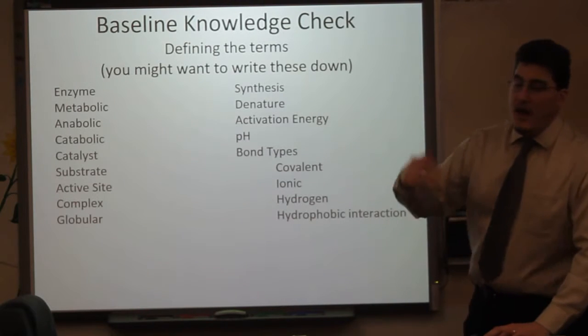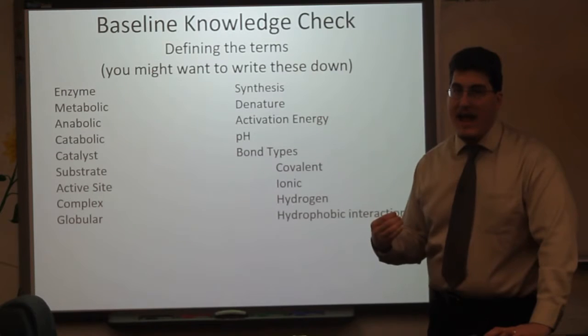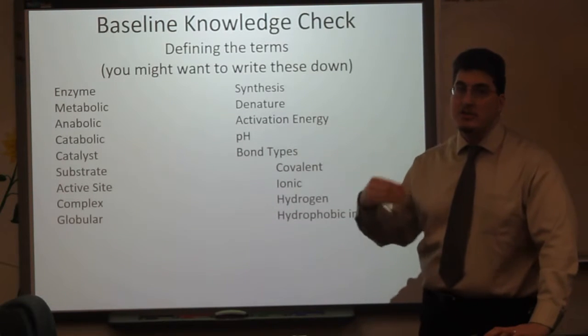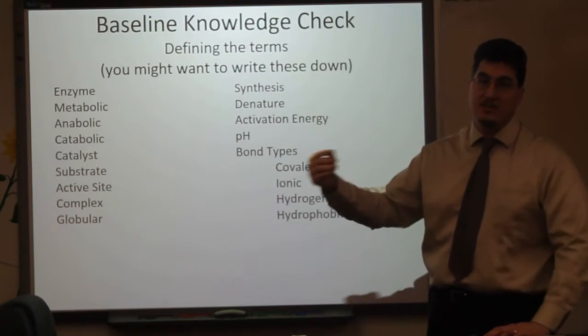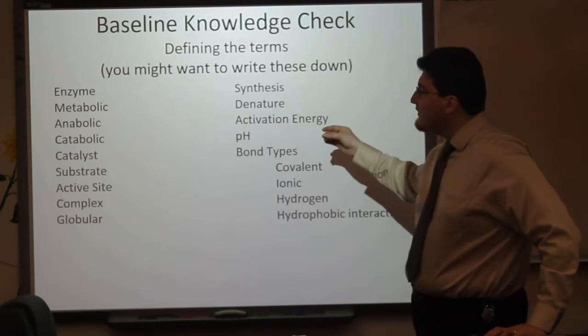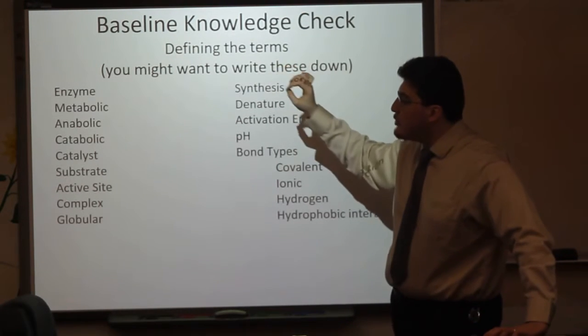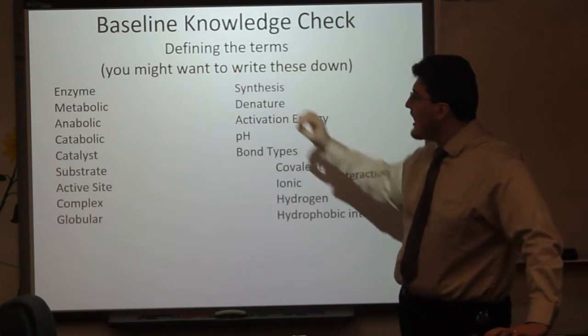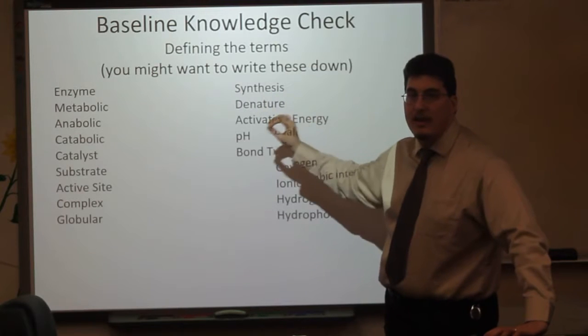Activation energy. An activation energy is the energy required to begin a chemical reaction. To allow a chemical reaction to proceed to completion, you must have the required activation energy. A catalyst will lower the activation energy of a chemical reaction. An enzyme is a protein catalyst, so an enzyme will lower an activation energy of a biological chemical reaction.